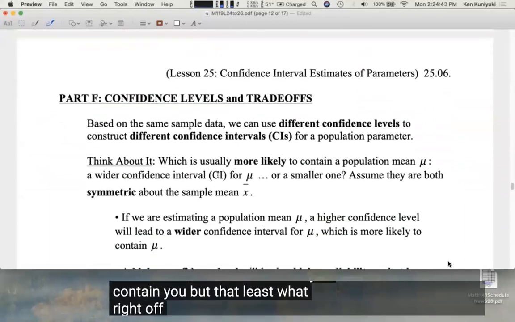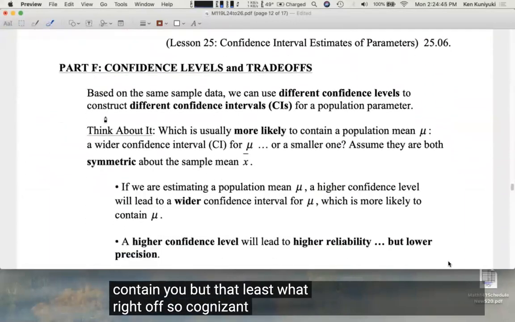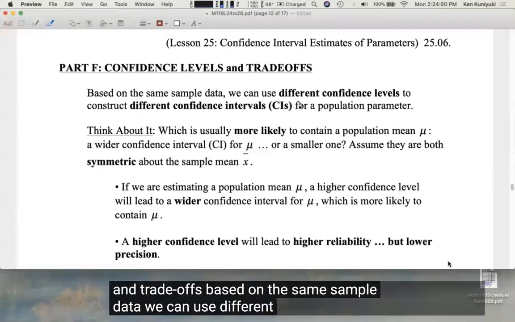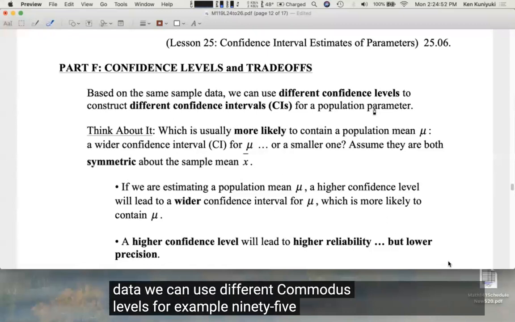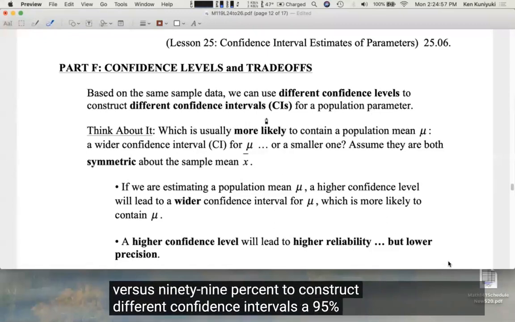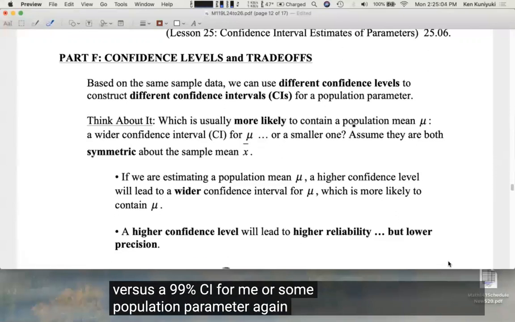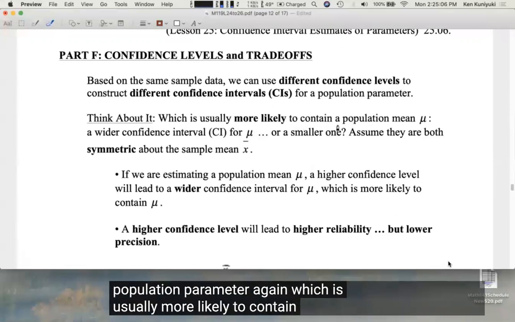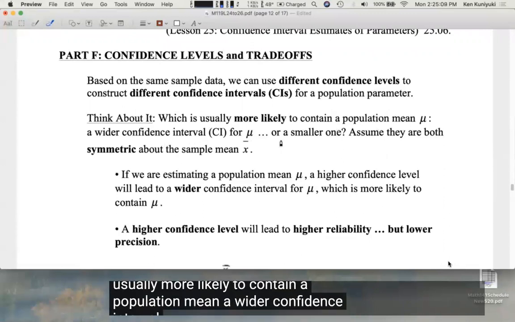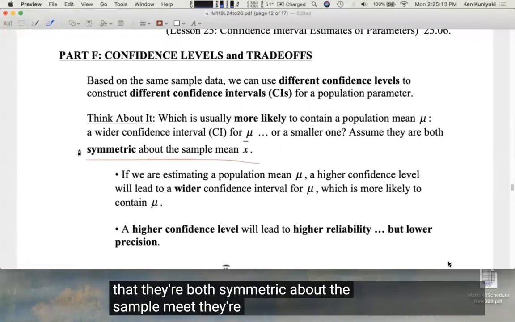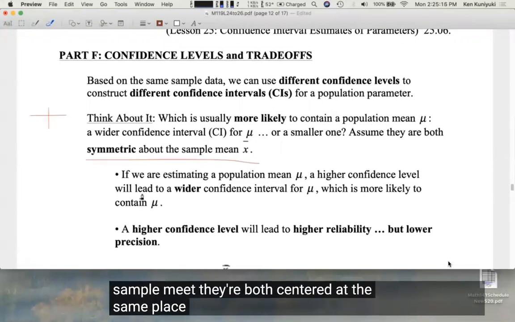But that leads to a trade-off. So, confidence levels and trade-offs. Based on the same sample data, we can use different confidence levels, for example, 95% versus 99%, to construct different confidence intervals, a 95% CI versus a 99% CI for mu, or some population parameter. Again, which is usually more likely to contain a population mean, a wider confidence interval or a smaller one? Again, assume that they're both symmetric about the sample mean. They're both centered at the same place.